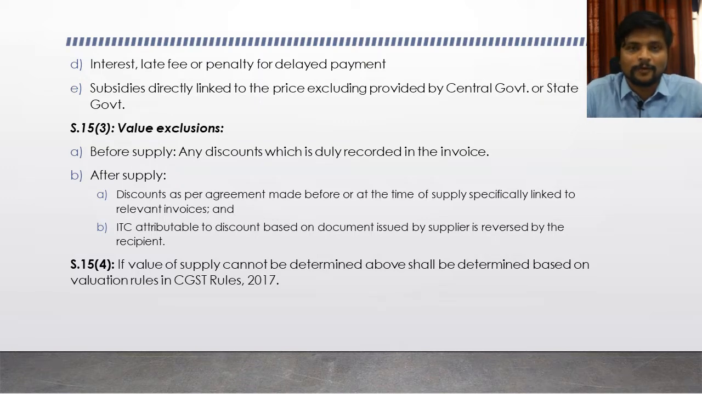What is item number 1? Item number 1 is nothing but any taxes, duties or any charges that is levied under any other law apart from this GST law. That item has to be included in the valuation, whether that is included or not, or whether it is charged separately or not by the supplier.